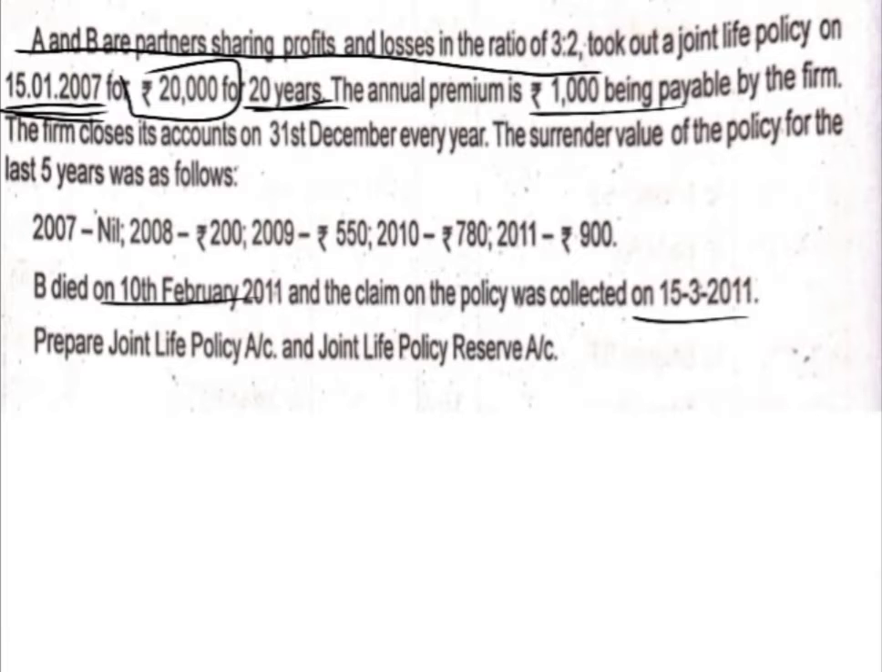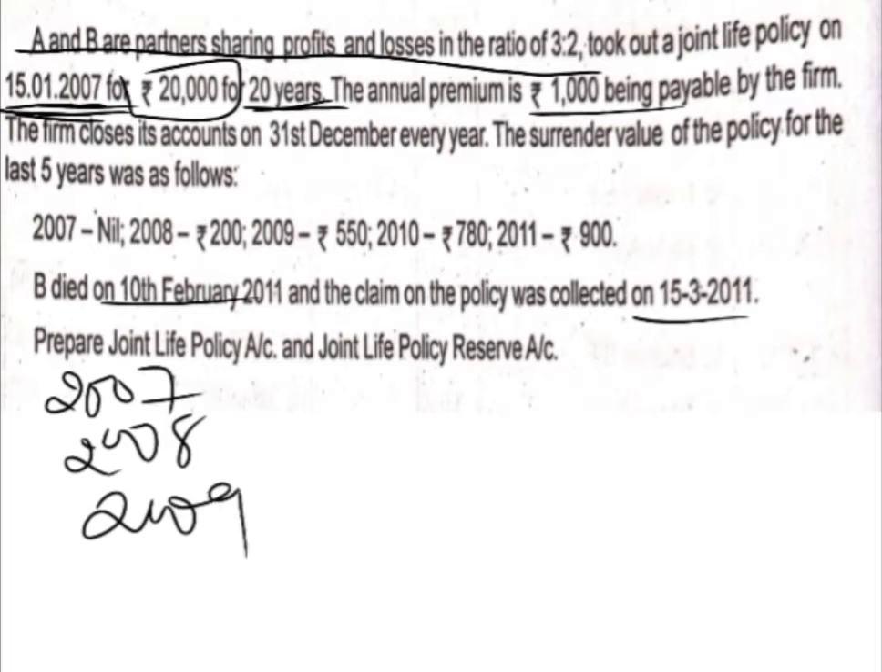After analyzing the question, first work is to find out in which years we are going to pass first set of entries and in which year we are going to pass second set of entries. They have taken out the joint life policy in the year 2007. So the joint life policy account comes into picture from the year 2007. So we have to start preparing the account from 2007, 2008, 2009, 2010 and 2011.